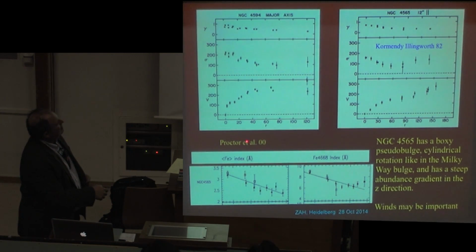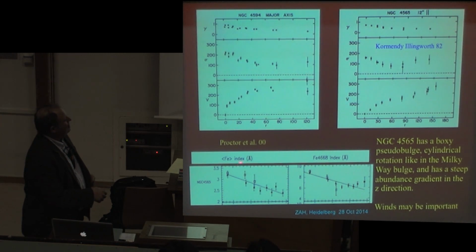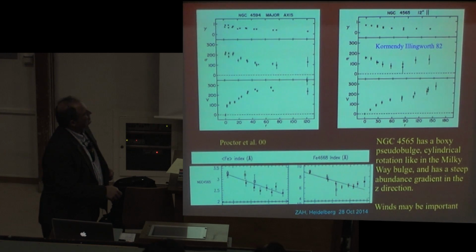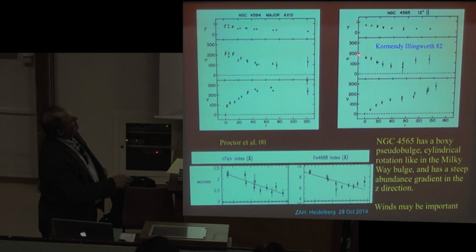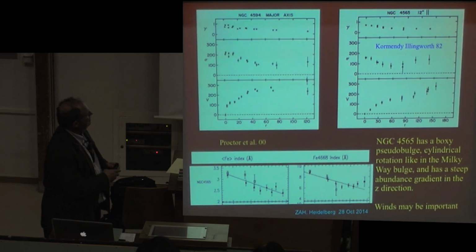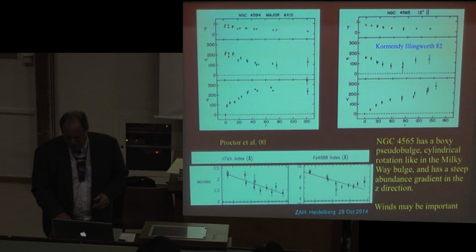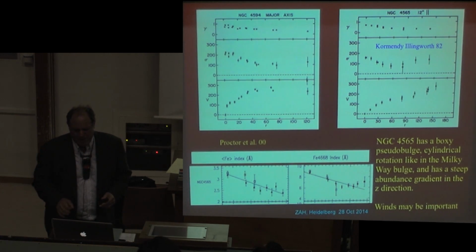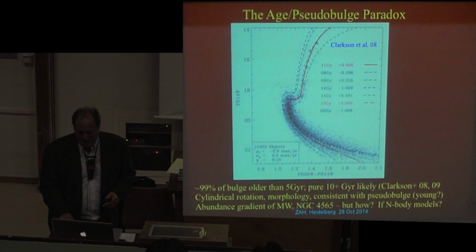Indeed, however, what's interesting is that there are these abundance gradients. These measurements by Proctor et al. clearly found both iron and magnesium abundance gradients in the bulge of NGC 4565. And in addition, you can see the kinematics. This goes back to Kormendy and Illingworth of '82. So, in fact, abundance gradients are probably ubiquitous in these boxy peanut bulges.